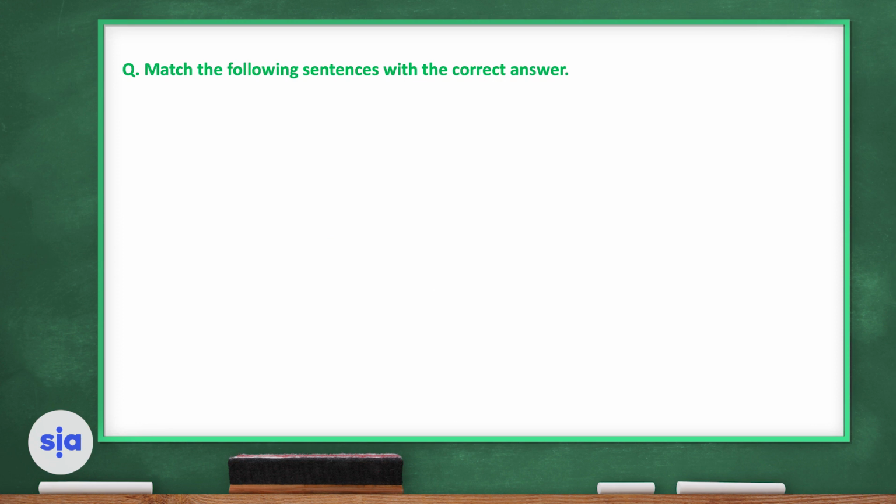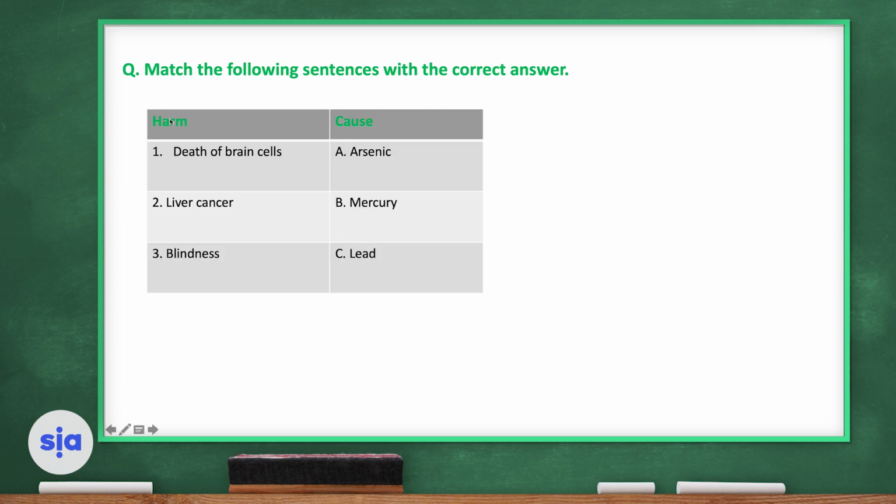Now match the following sentences with the correct answer. This is the harmful effect and this is the cause. We have death of brain cells, liver cancer, blindness. The causes could be arsenic, mercury, or lead. Death of brain cells is due to lead. Liver cancer is due to arsenic, and blindness could be caused by mercury.